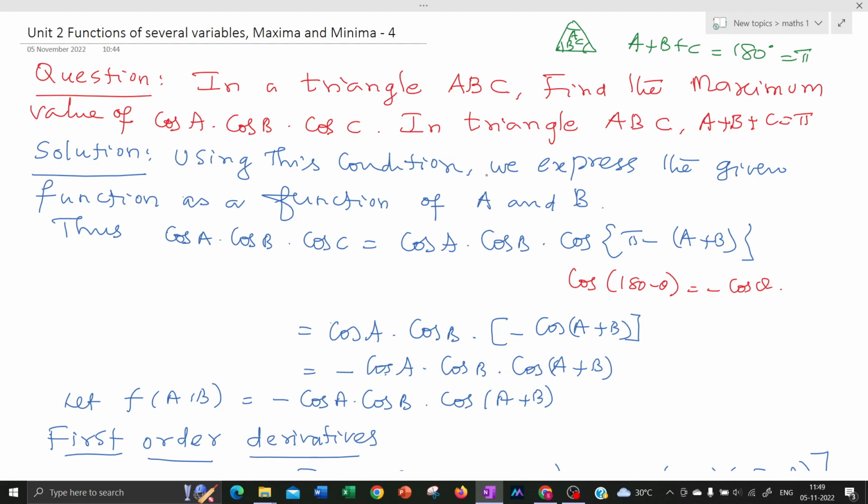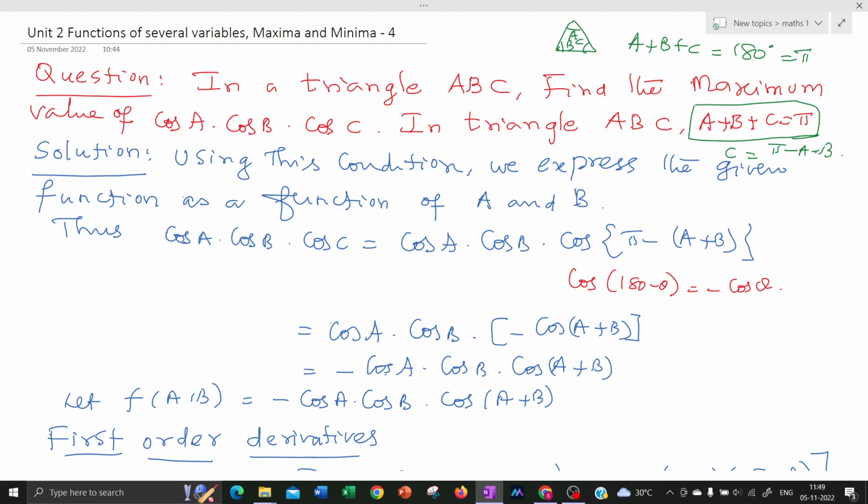Once again, it is like the last problem. We are going to find the conditional extreme value for this. So we can find the solution here. Using this condition, we express the given function as a function of a and b. So how can we express this function as a function of a and b? Here the condition is given, a plus b plus c equal to pi. So we can write that c equal to pi minus a minus b.